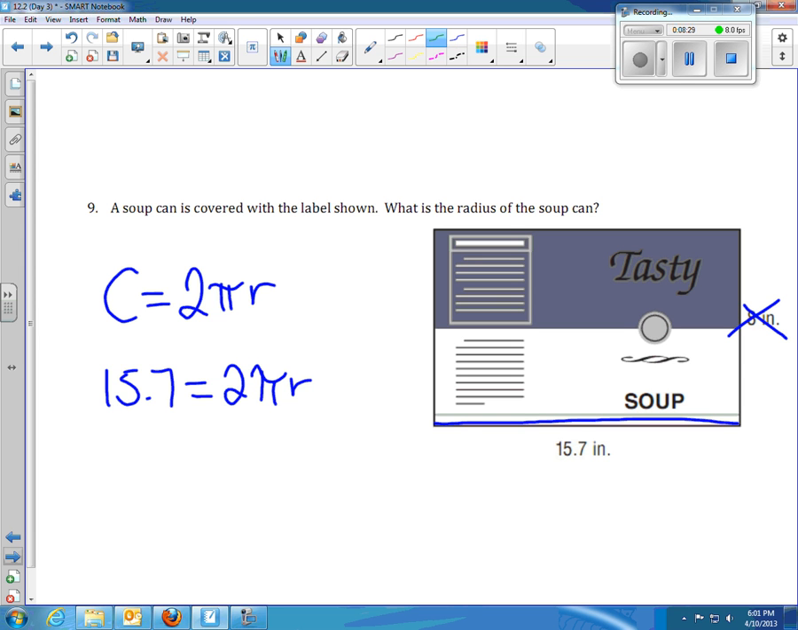So if we want our radius all by itself, we have to get rid of the 2 and the pi. Well, what's happening between 2 and pi and r is that they're all being multiplied. And the opposite of multiplying is division. So we're going to divide both sides by 2 pi. All right, so go ahead and finish that and come with an answer labeled with inches for class tomorrow.